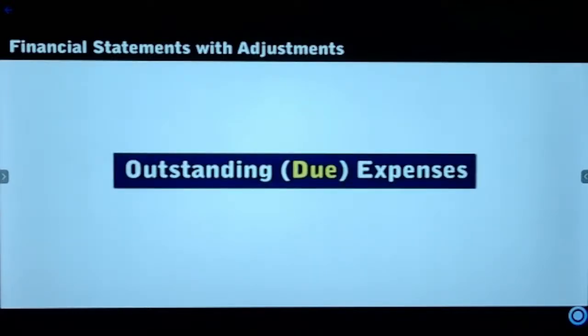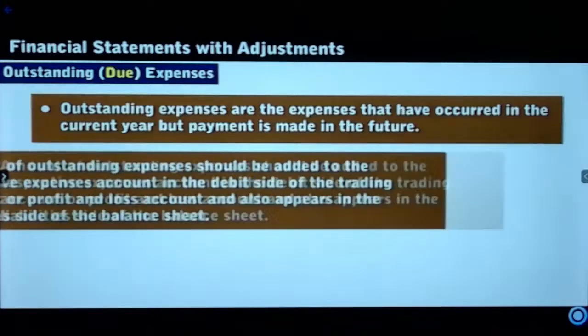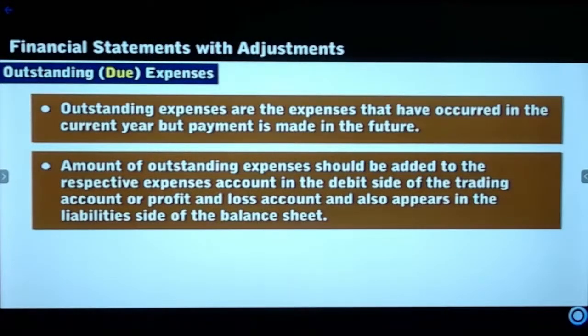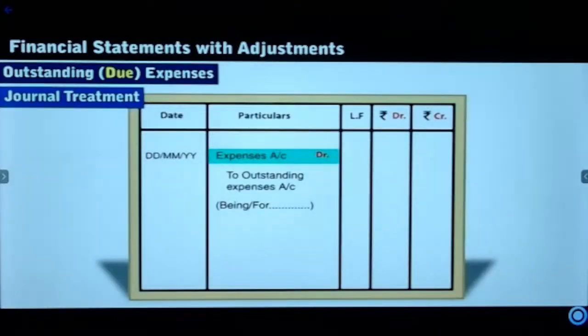Another adjustment is related to outstanding expenses, that have occurred in the current year, but payment is made in the future. The amount of outstanding expenses appears on the debit side of the trading account or profit and loss account, and also appears on the liabilities side of the balance sheet. Journal treatment will be expense account debit to outstanding expense account.